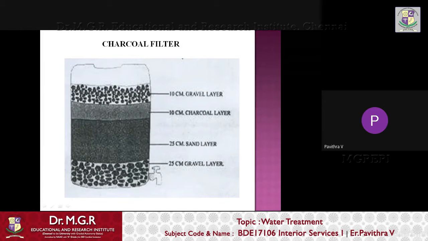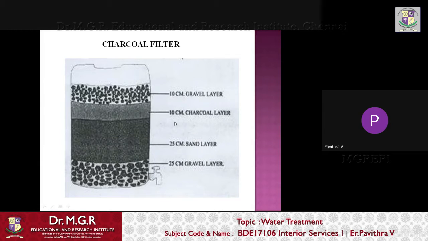Make sure that you maintain the height of the different materials. In this diagram they have mentioned a 10 centimeter gravel layer, a 10 centimeter charcoal layer, a 25 centimeter sand layer and a 25 centimeter gravel layer. The bottom and the top are filled with gravel layers, the charcoal layer is in the middle, and after that the sand layer.